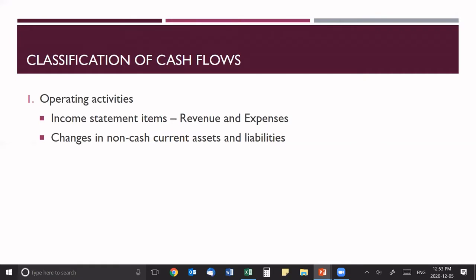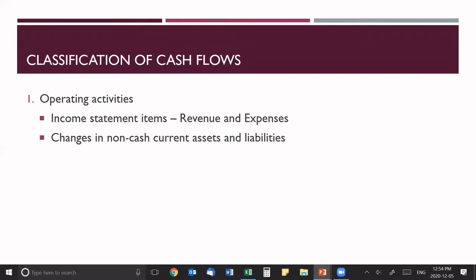So, classifications of cash flow. There are three different activities that cash will go under. When you're doing the direct method or the indirect method, there are three different areas, and you have to put the different numbers from your balance sheet and income statement into these three different activities. There are operating activities. These operating activities are your income statement items. So all your revenue and expenses will go into your operating activity section.